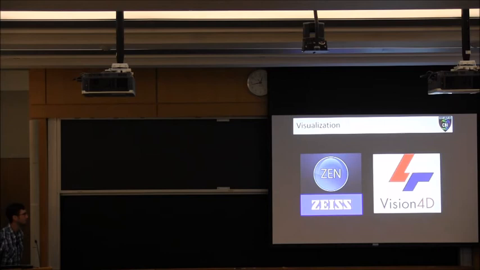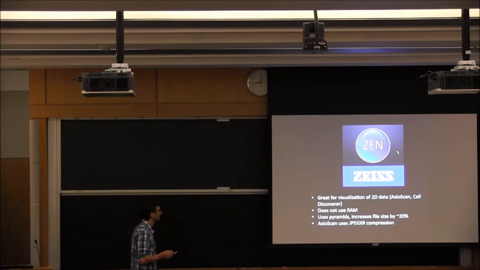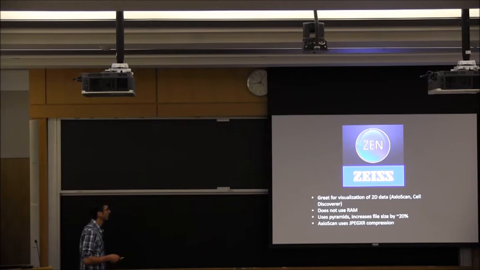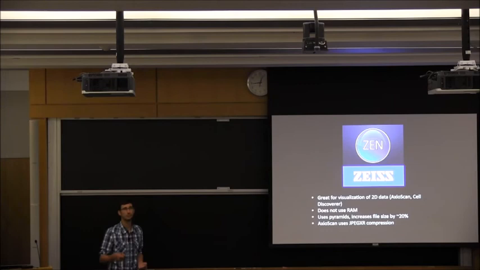So we're primarily using two programs, Zeiss's Zen software and Vision4D from Arivis, for doing these really large data sets. By really large, I mean stuff that's hundreds of gigabytes in size. Zen's advantageous for looking at 2D data. It's really good for Axioscan data and Cell Discoverer data. It doesn't use RAM with your image, so if you have a 100 gigabyte image off the Axioscan, you can open that on your laptop with 8 gigs of RAM in Zen Lite, just as well as you can open it in one of our workstations with 200 gigs of RAM.